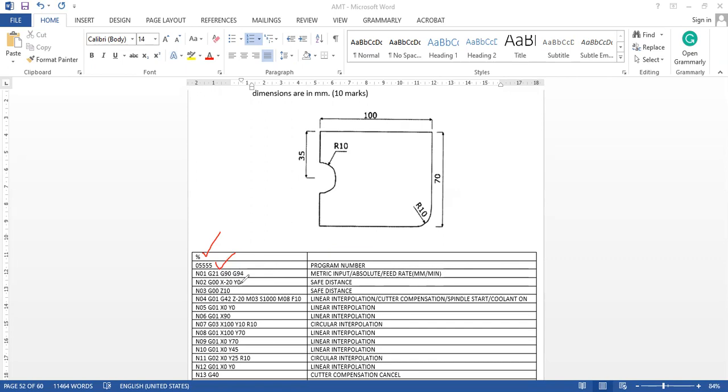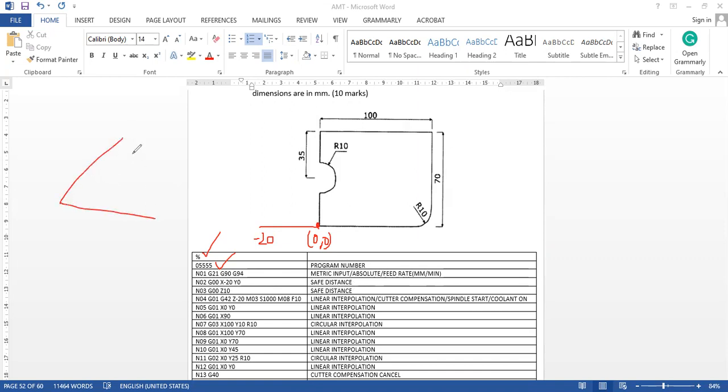Then G00, X minus 20, Y0. X minus 20, Y0 means this is my origin point. This is my 0, 0. So this is minus 20. X minus 20 means safe distance. Similarly, G00, Z10. Z10 means again safe distance.